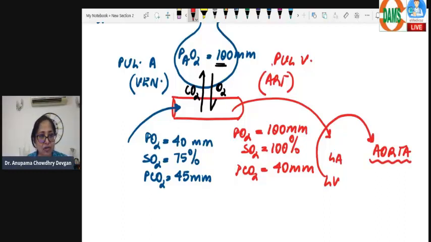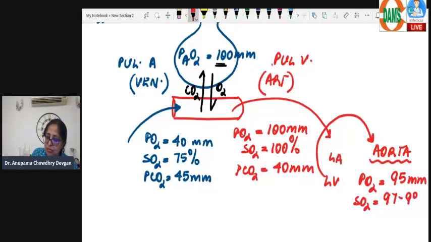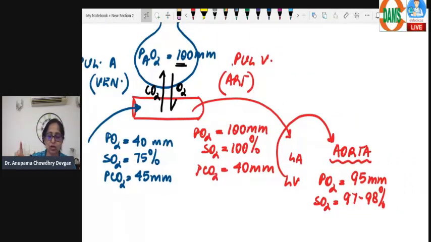Now, from a systemic artery, when I take PO2, PO2 is reduced to 95 and saturation of hemoglobin has been reduced from 100 to 97 to 98%. Why has this happened? In the pulmonary vein, the PO2 was 100 and saturation was 100%. By the time it comes into the aorta, if I take a sample, the PO2 has been reduced to 95 and saturation to 97 to 98%. Why has the PO2 reduced? Why has the saturation reduced?